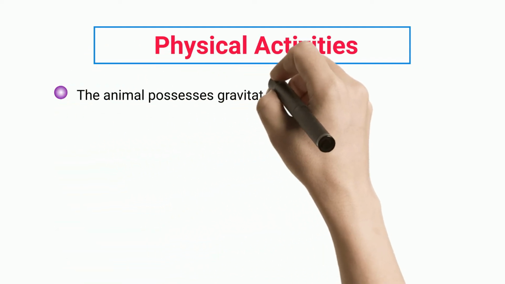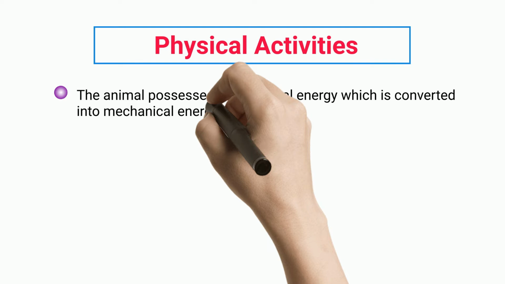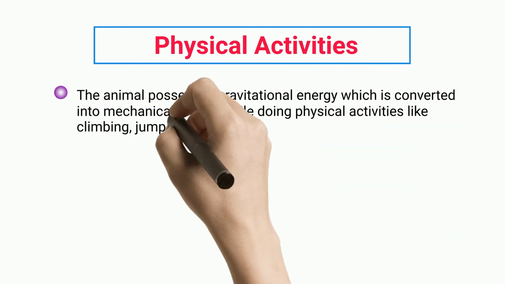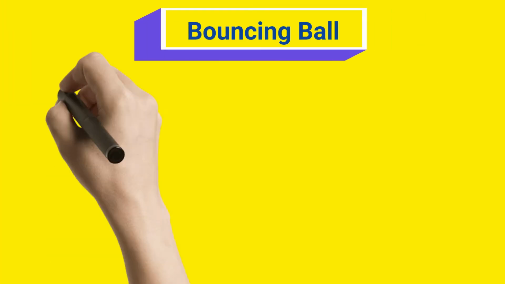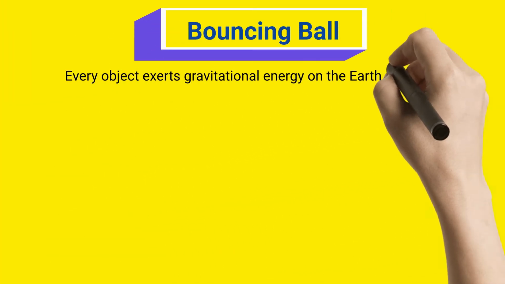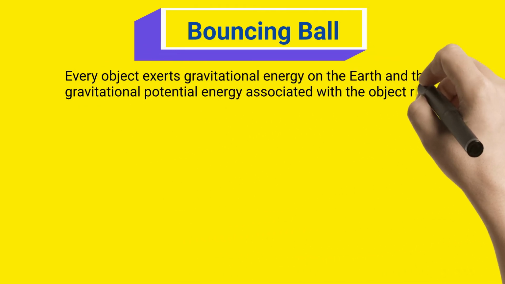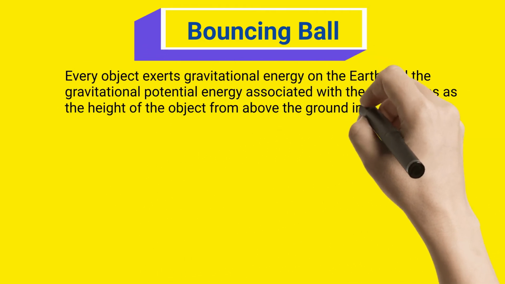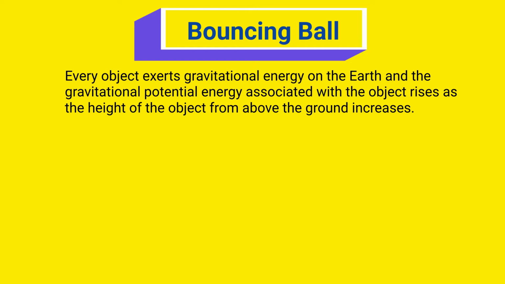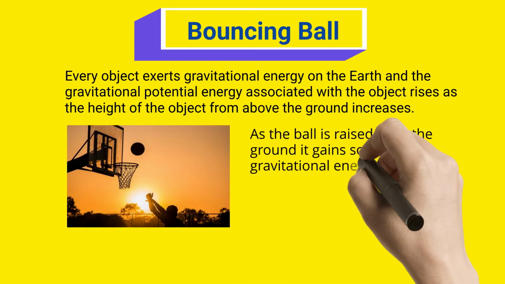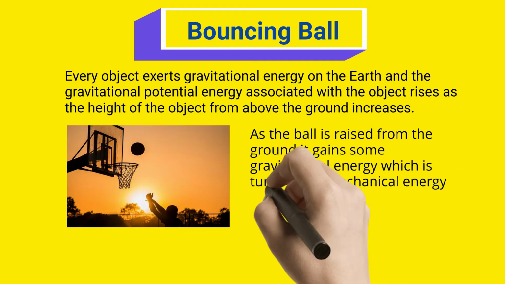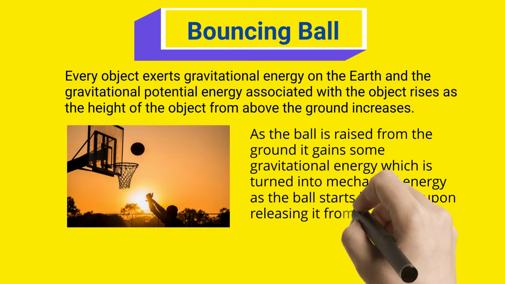Physical activities. The animal possesses gravitational energy which is converted into mechanical energy while doing physical activities like climbing, jumping, walking, cycling, etc. Bouncing ball. Every object exerts gravitational energy on the Earth, and the gravitational potential energy associated with the object rises as the height of the object from above the ground increases. As the ball is raised from the ground, it gains some gravitational energy which is turned into mechanical energy as the ball starts bouncing upon releasing it from height.